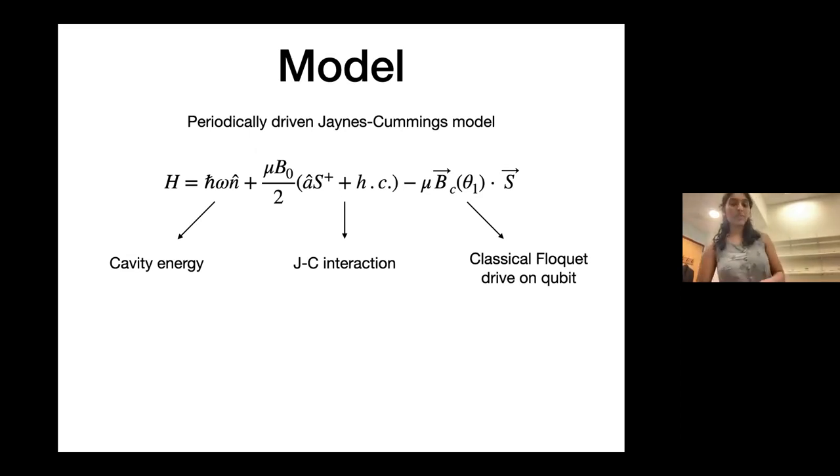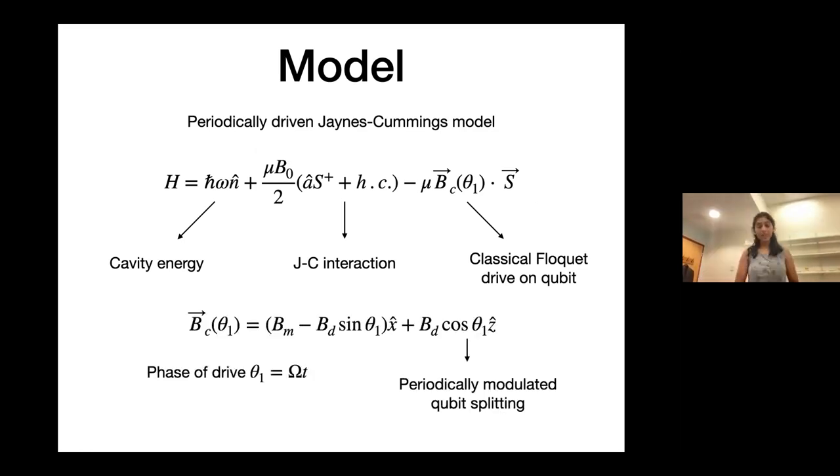So what is our system specifically? It's a periodically driven Jaynes-Cummings model. Here's the Hamiltonian, just to orient you. Starting from the left, the term ħωn̂ is, of course, the cavity energy. The term in the center is the Jaynes-Cummings interaction between our two-level system, here denoted with a spin, and the cavity. And the term on the right is a classical periodic drive on our qubit, which we can write out. The classical drive is at a frequency capital Omega, which is incommensurate with the cavity frequency little omega. It's some kind of drive in the XZ plane.